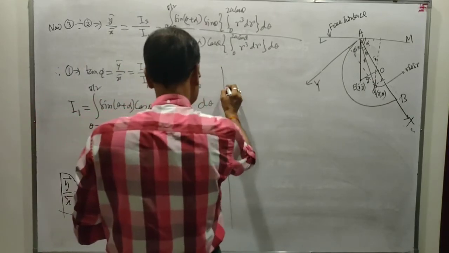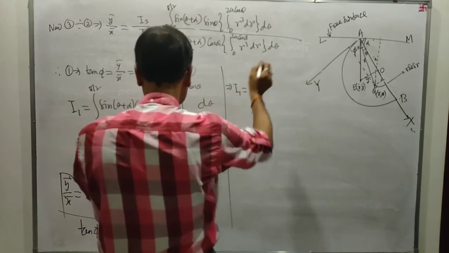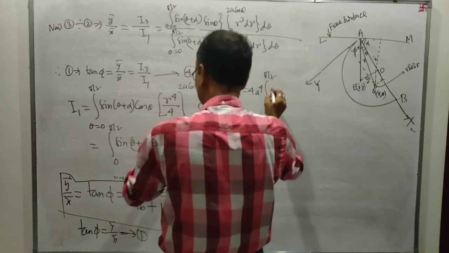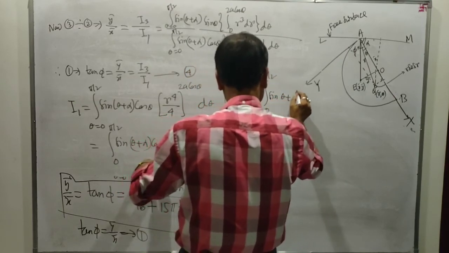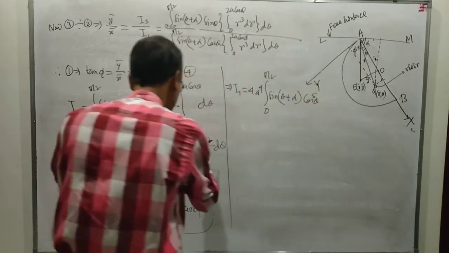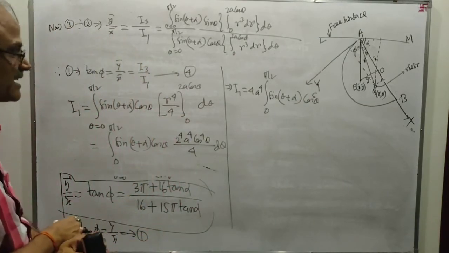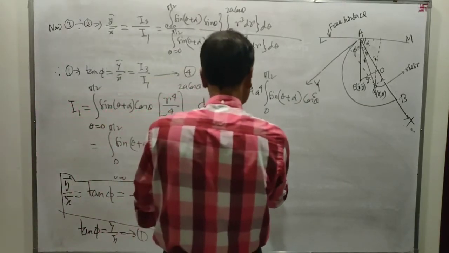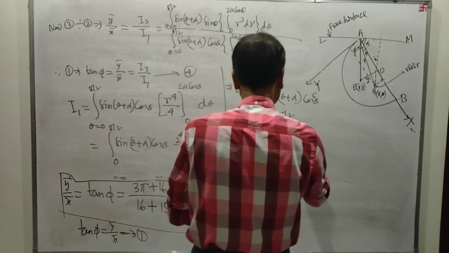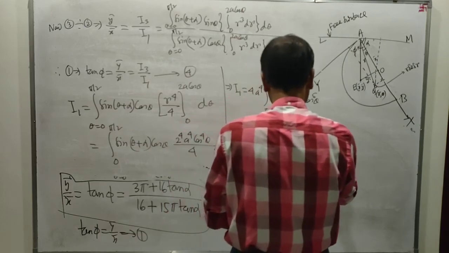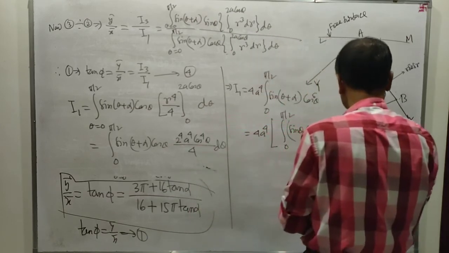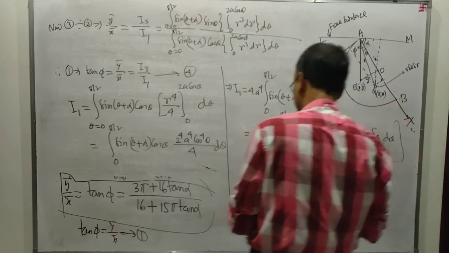This is equal to a to the power 4, 0 to pi by 2, sine theta plus alpha cos theta cos to the power 5 theta. You may write cos to the power 4 cos theta, cos to the power 5 theta. This is equal to 4 a to the power 4, 0 to pi by 2, sine theta cos alpha plus cos theta sin alpha into cos to the power 5 theta d theta. You may write like this.